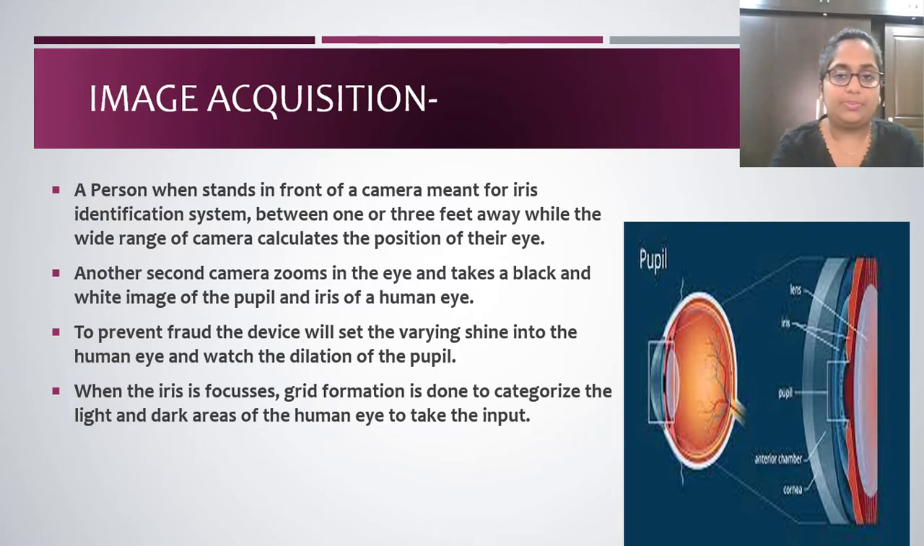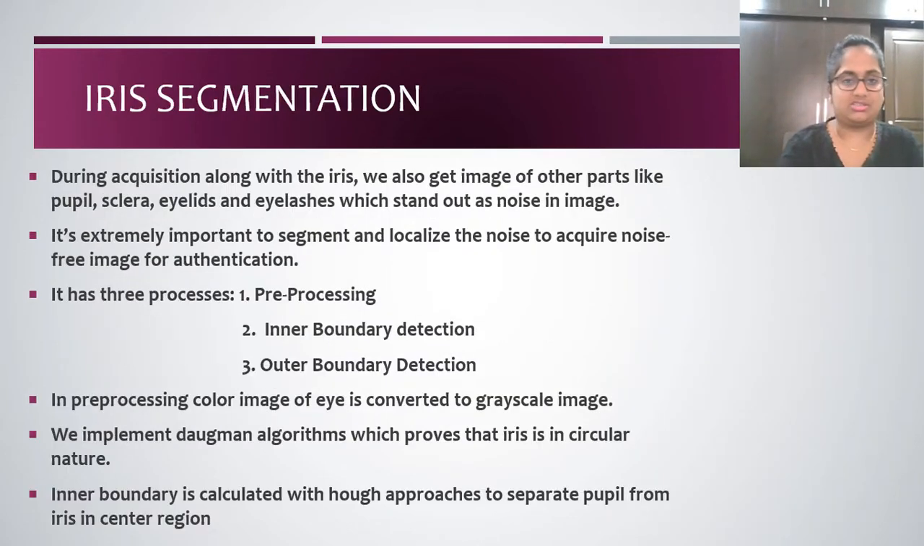And to make sure that the person is not involved in any fraudulent activities, the camera will then use illumination to observe the pupil dilation inside a human eye. And when the iris focuses, the grid formation is done to categorize the grayscale images by using the light and the dark areas of the human eye, which is taken as just a print of the iris as the input to the system.